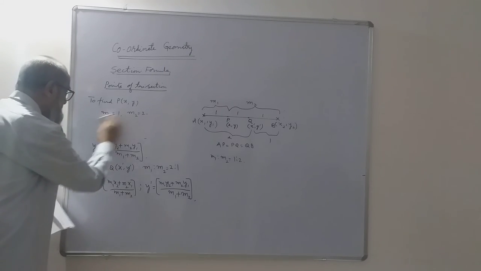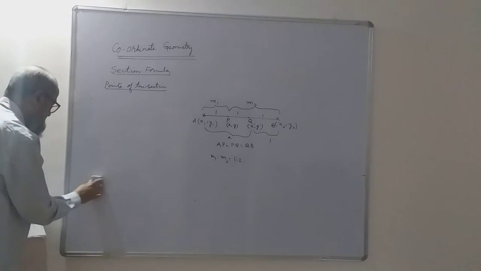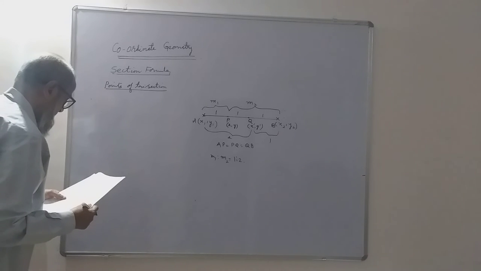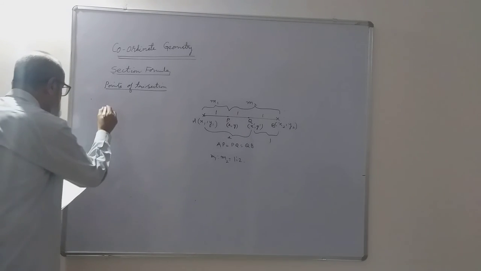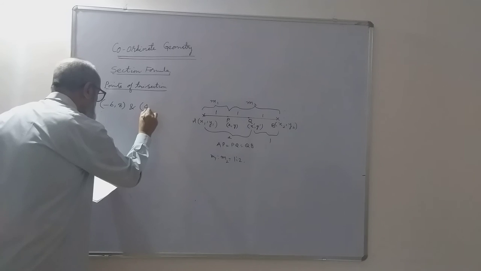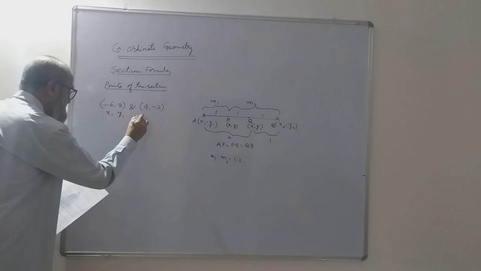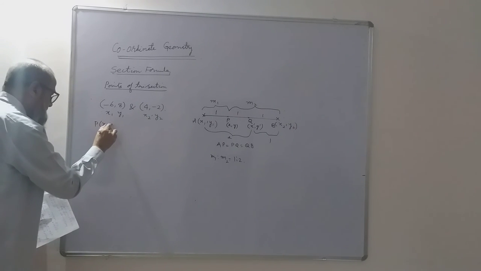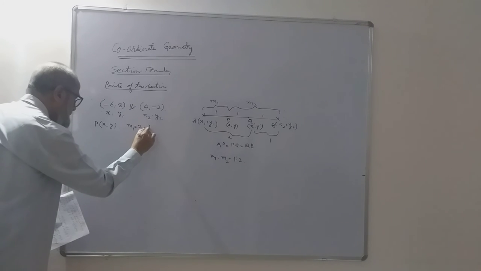Now, we will take up one problem here. Find the points of trisection of the line joining (minus 6, 8) and (4, minus 2). So take one of them as x1, y1 and the other one as x2, y2. You have to find points P and Q. P is, let us say, (x, y). For finding P, what we have to do is M1 is 2 and M2 is 1.